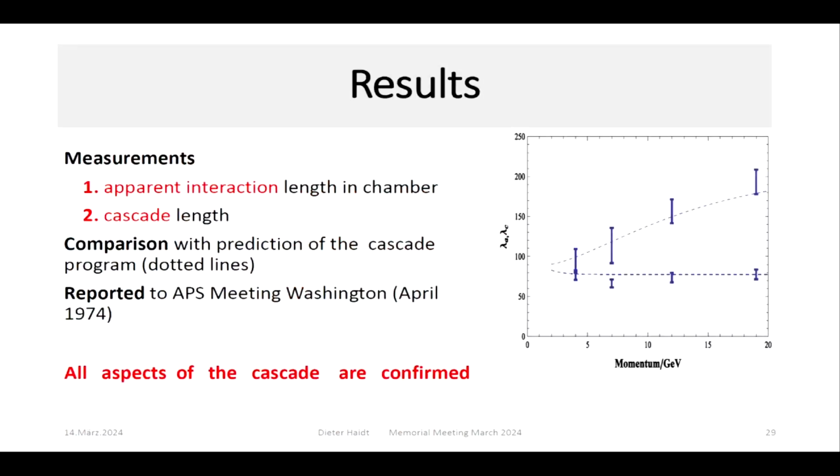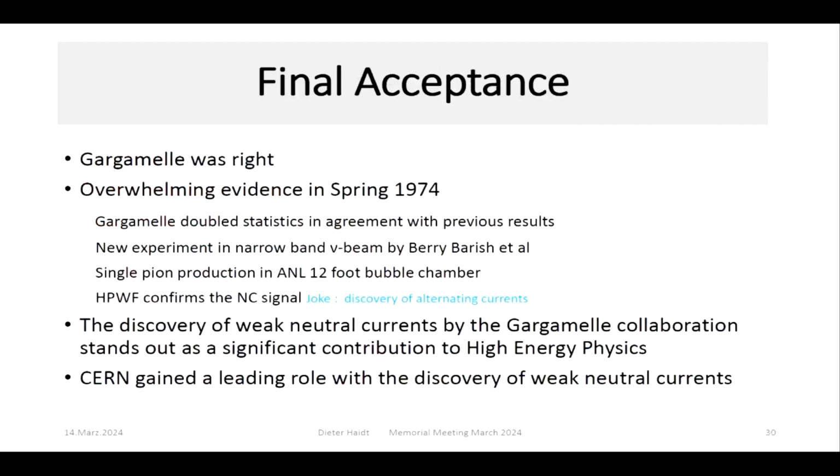These are the results. We measured the apparent interaction length in the chamber, and you can see it is completely flat and around 80 to 90 centimeters, as expected. On the other hand, it's also clear that the cascade length is indeed increasing with energy, in excellent agreement with the absolute prediction. This was later on reported to the APS meeting in Washington. So all the aspects of the cascade are confirmed, and therefore there was all-over happiness.